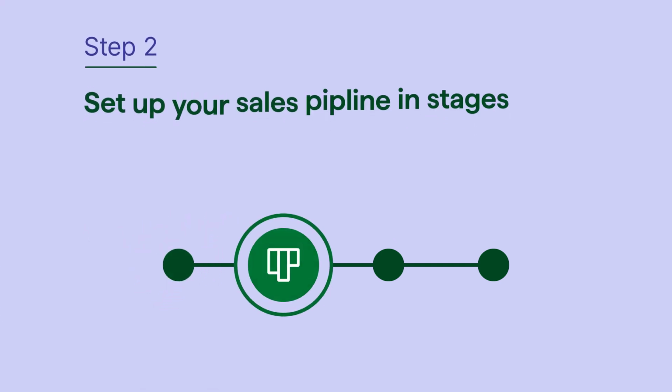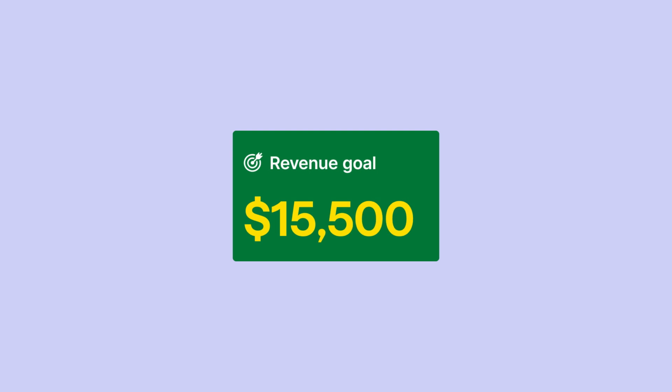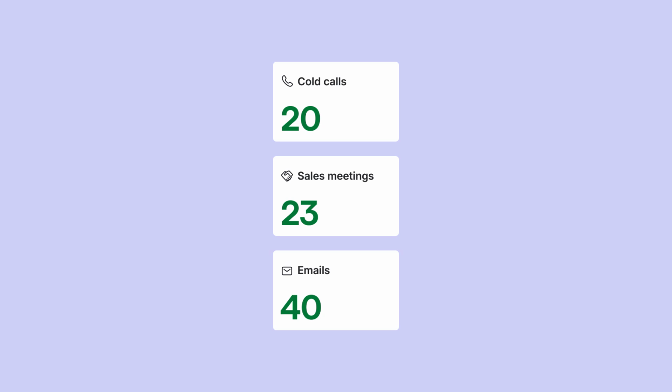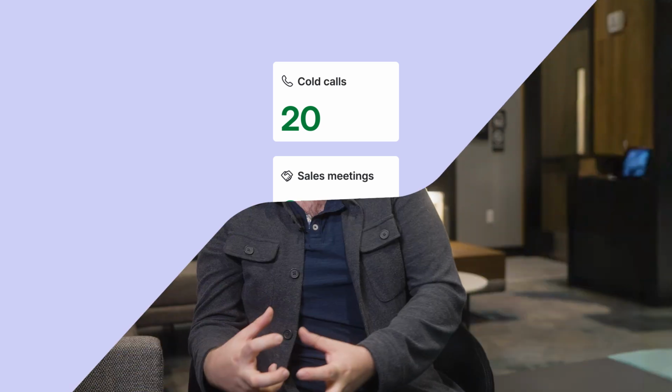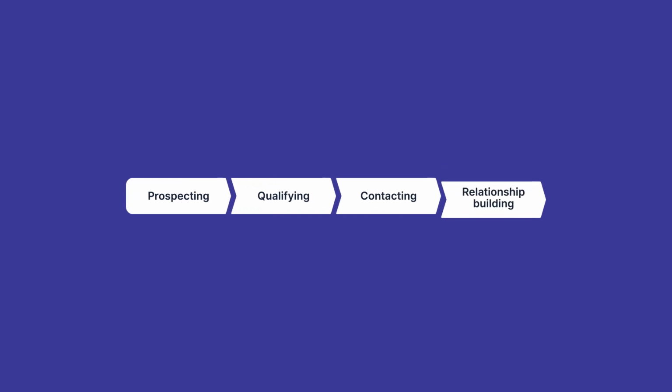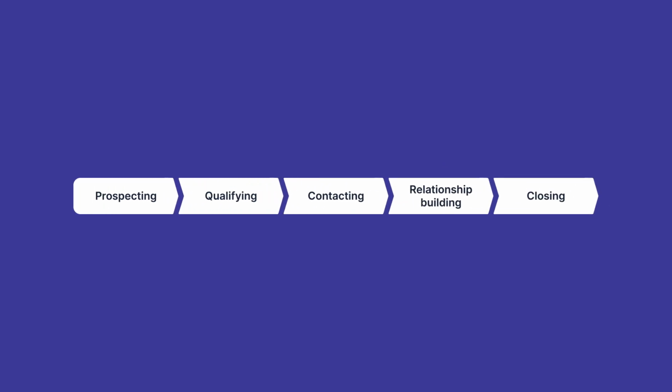The next step is to set up your sales pipeline in stages. It's easy for your sales team to get overwhelmed by revenue goals if they don't have a guide on how to achieve them. It's better to break down each deal into daily activities that need to be done in order to close a sale. If you already have a sales process in place, you'll probably have your pipeline roughly outlined. If not, though, don't worry. Here are some common stages that most sales pipelines implement: prospecting, qualifying, contacting, relationship building, closing, and following up with cold leads.